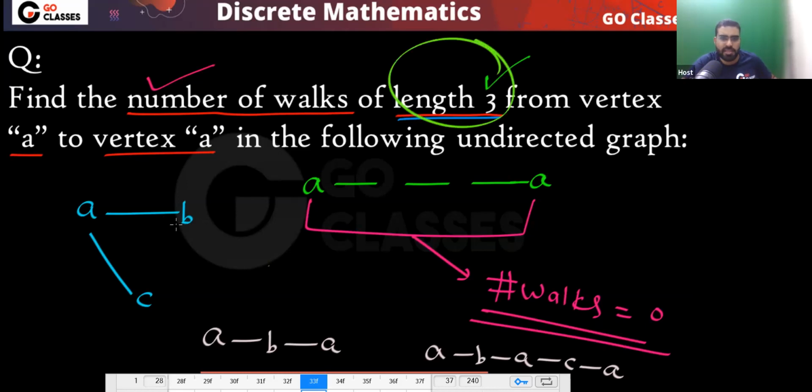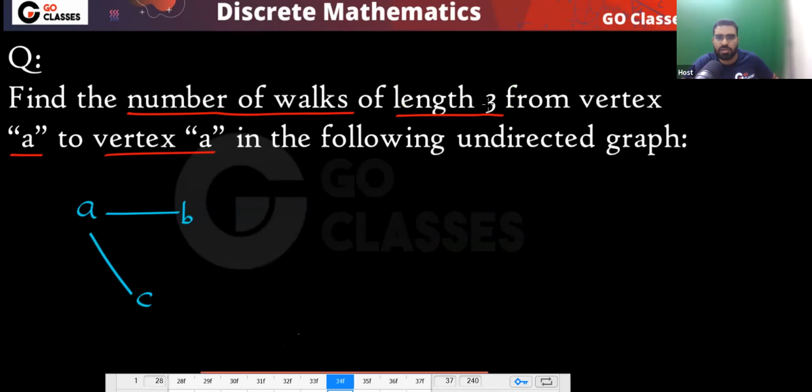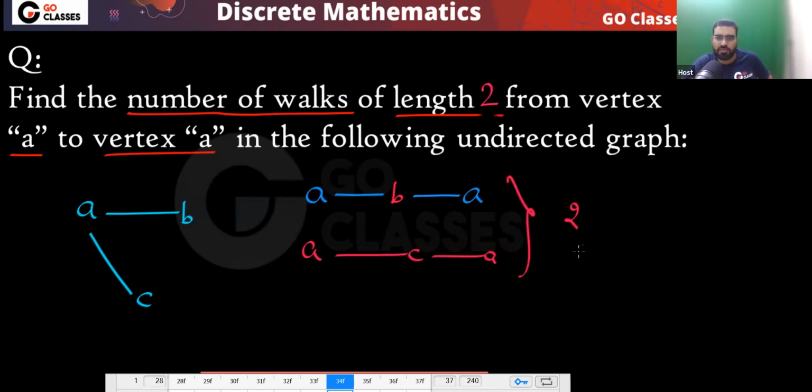Now let's see the next question. How many walks of length two from A to A? There are two. Either you can put B here or you can put C here. So there are two walks, and the answer is going to be two. Is this clear? Very simple.